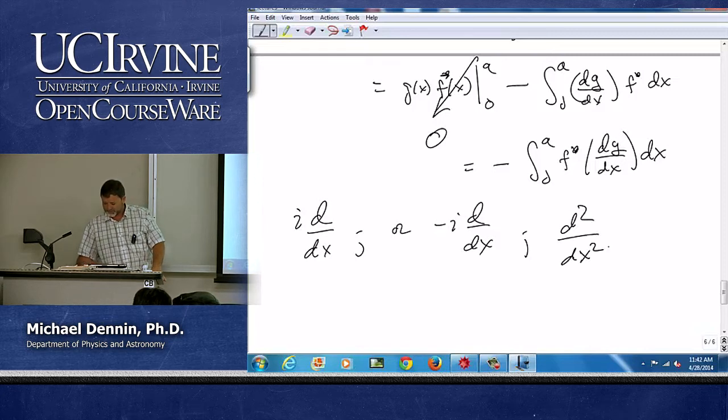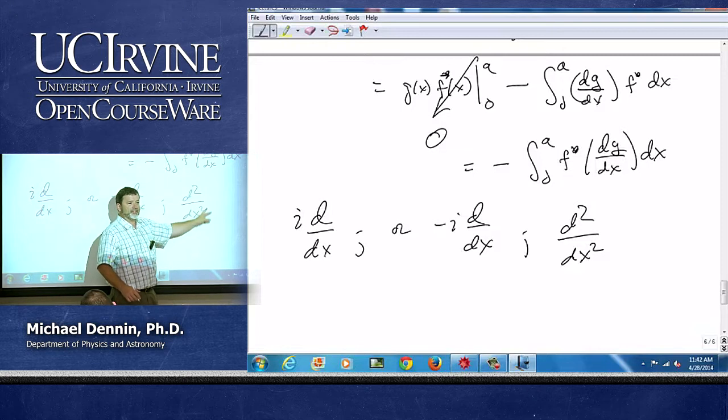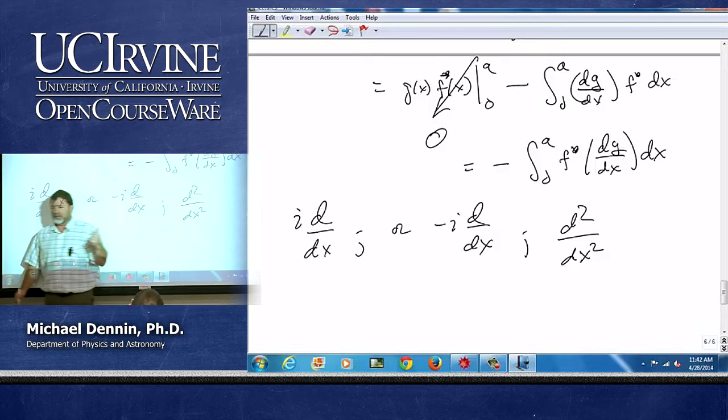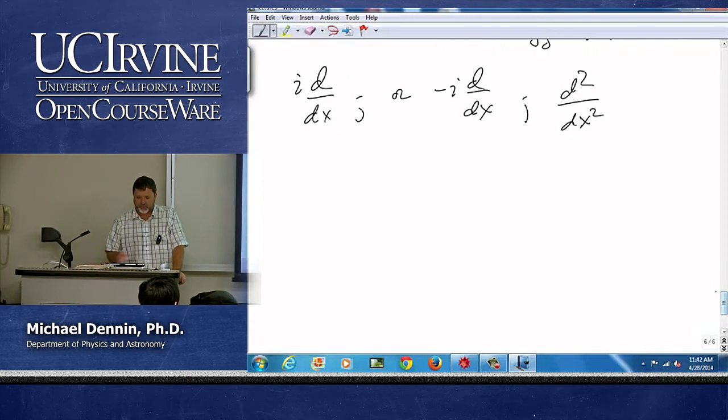Why is that Hermitian? Because you've got two minus signs. I'm going to integrate by parts once, and I'm going to integrate by parts a second time, and if I do that twice, what do I get? A positive.